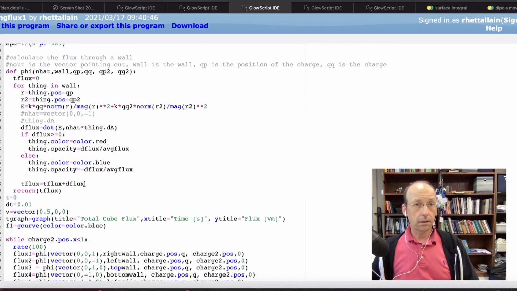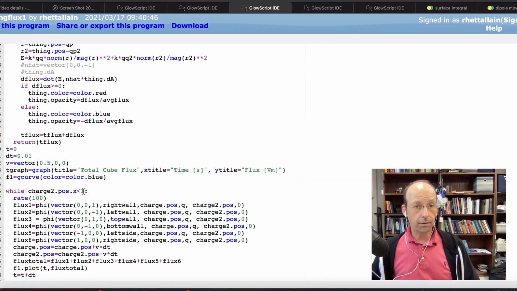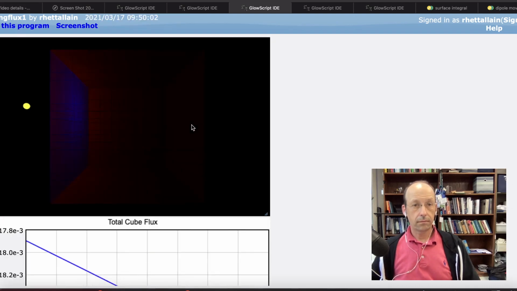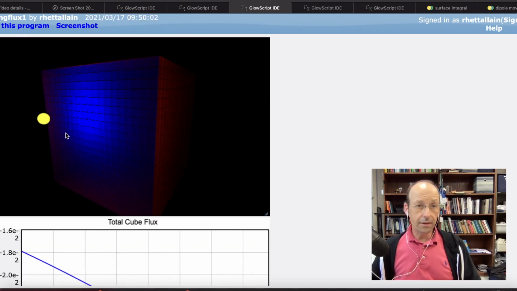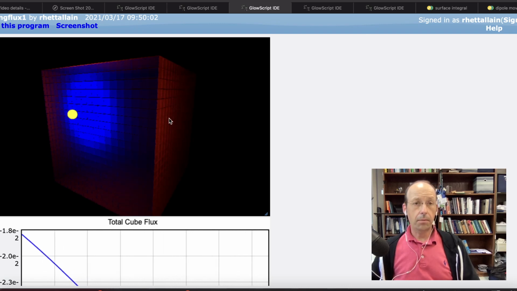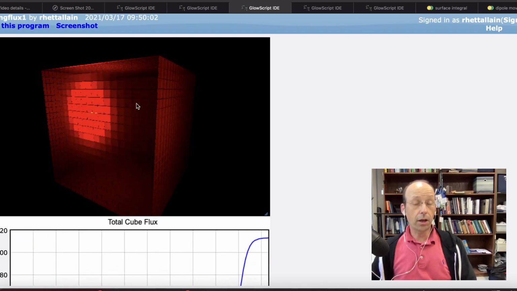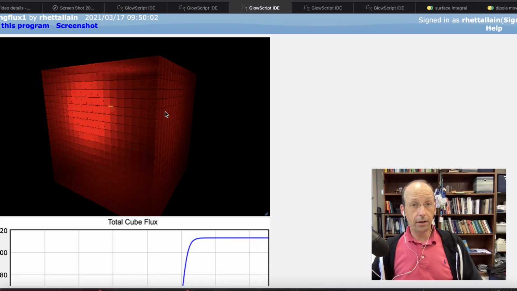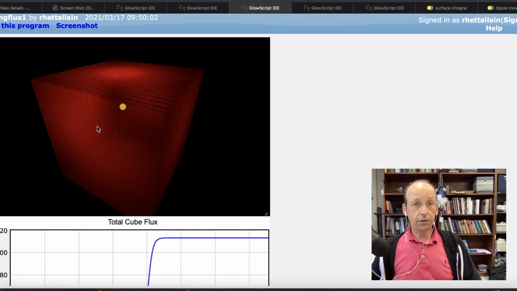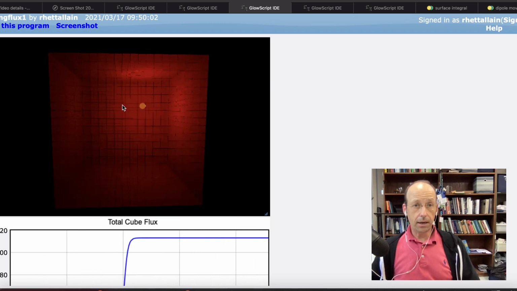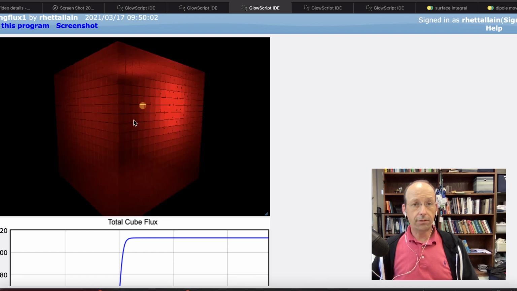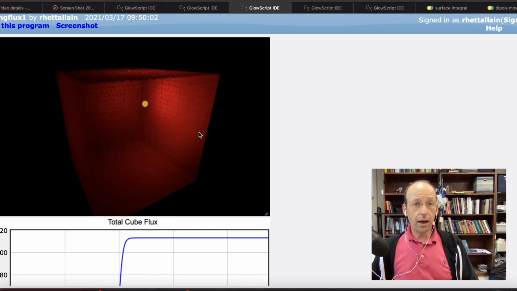Let's edit the code. Let's put in while zero. Okay. So now this is negative flux, because the electric field is pointing from that positive charge into the area. Now, right here, it's going to be on the inside of the box, and you'll notice that the electric field is always pointing outward of the box.